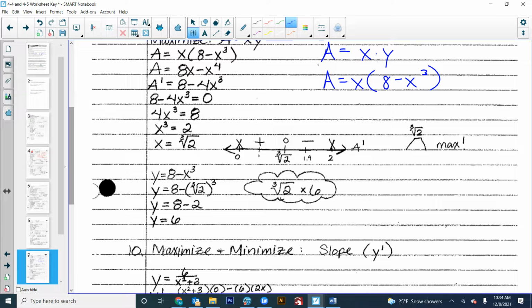And cube root of 2 times 6. 6 must have been the height. If you had it as a decimal, that's fine. What's the cube root of 2 times 6? Read that, Wayne. What's the final decimal answer? Did you type that in? Yes, it's 7.56. Sounds right to me.